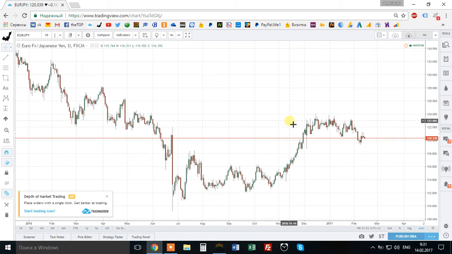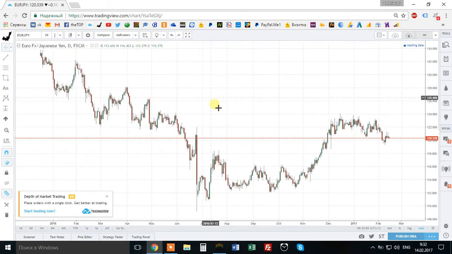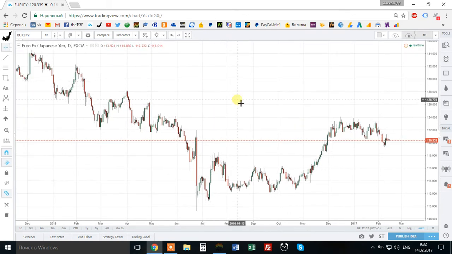Today I'm going to analyze Euro Yen. As usual, I start from my higher time frame, which is daily, and then I go to my lower time frames to find some reasons for entry. Okay, it all starts from the knowledge of how to read the price chart.